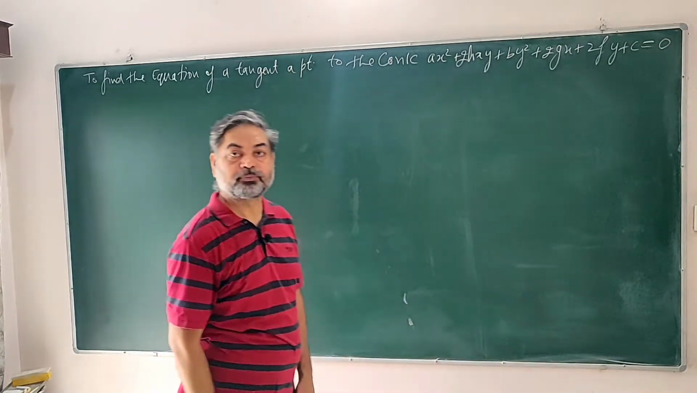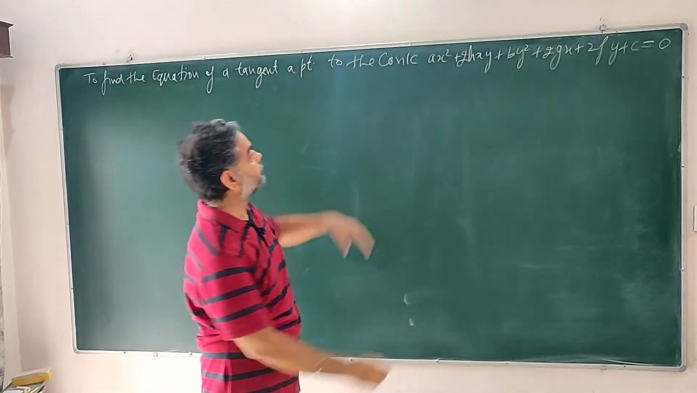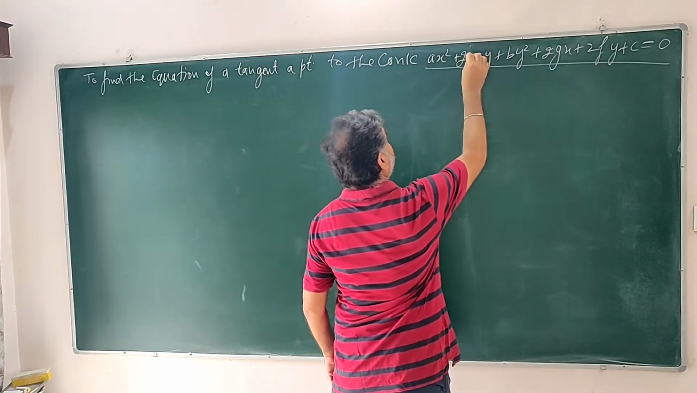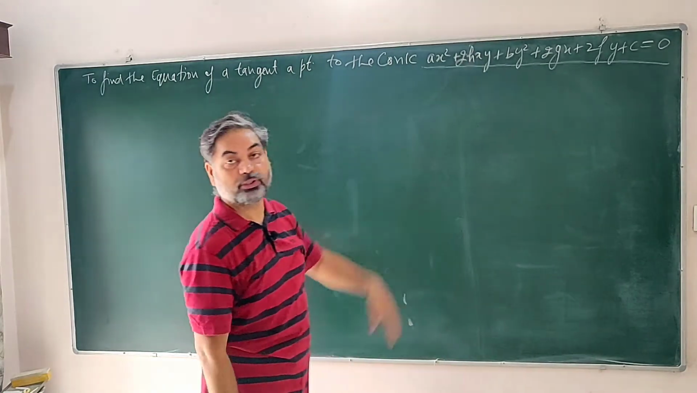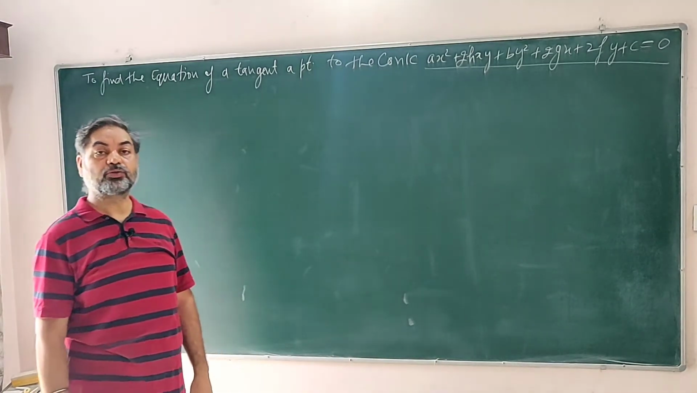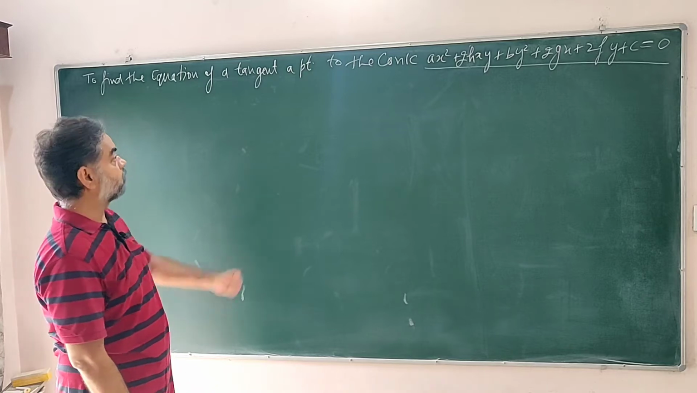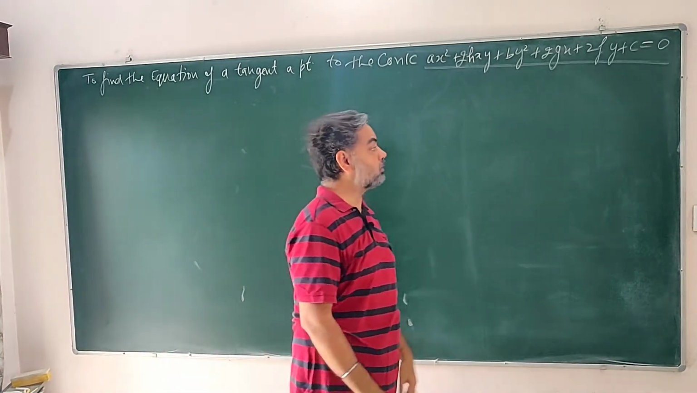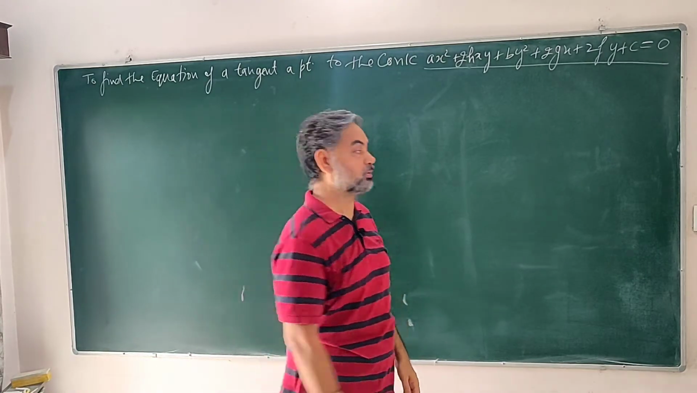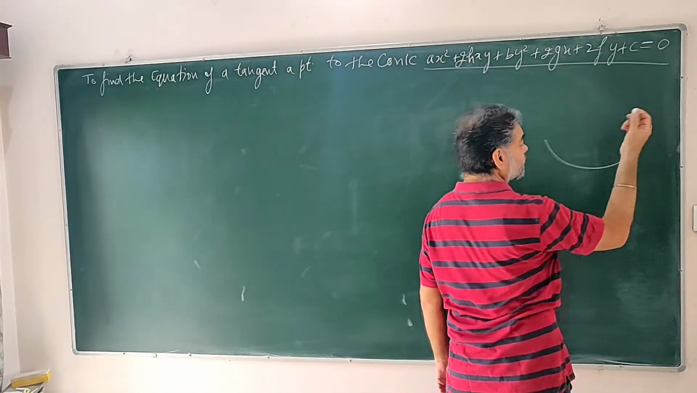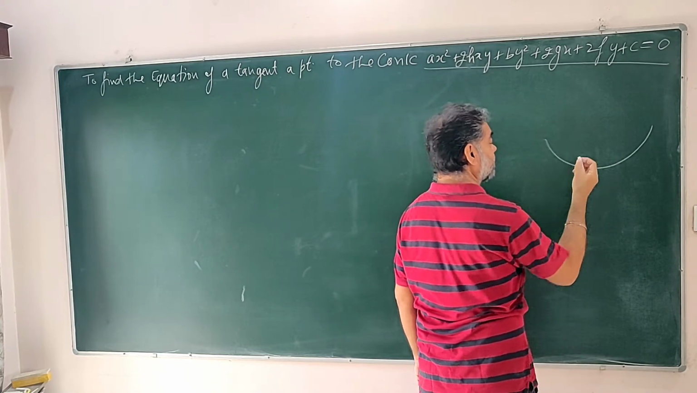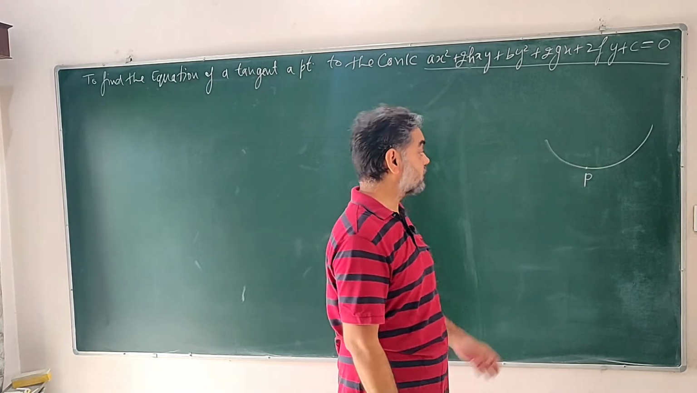Suppose we are given the equation of a general conic and suppose we are given a point on this conic and we have to find the equation of the tangent to this conic at that given point. So what is the tangent to a conic? Suppose this is the conic and this is the point P where we have to find the tangent.